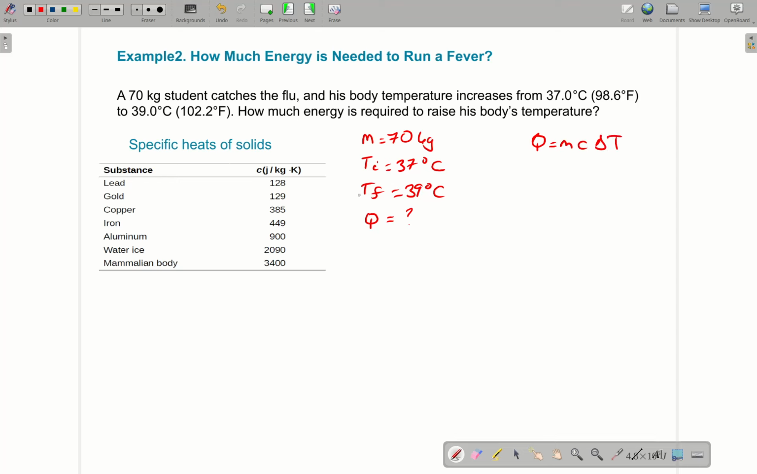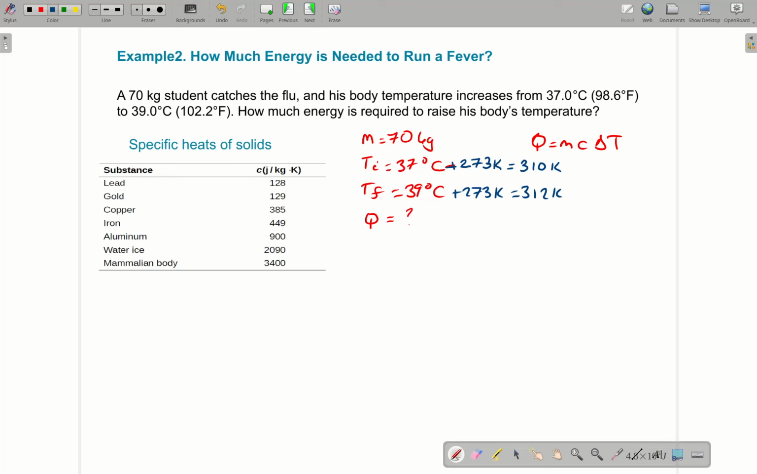We have to convert the temperatures to Kelvin. Again, for the Celsius case, the difference will stay the same because we're just adding 273 to both. But if I had Fahrenheit, that won't be the case. So I will still convert to keep the idea. So convert to Kelvin at 273 Kelvin. That will be 310 Kelvin here, and 312 Kelvin. That's right, great.